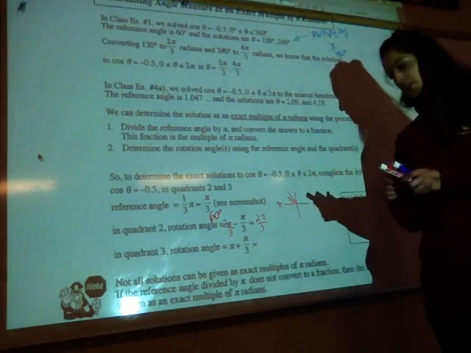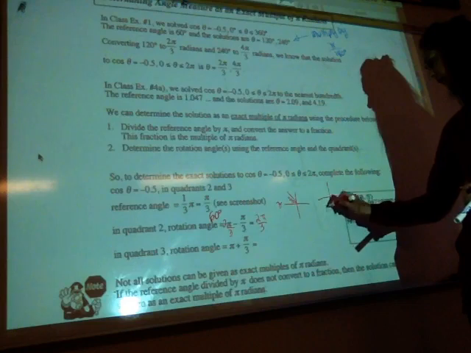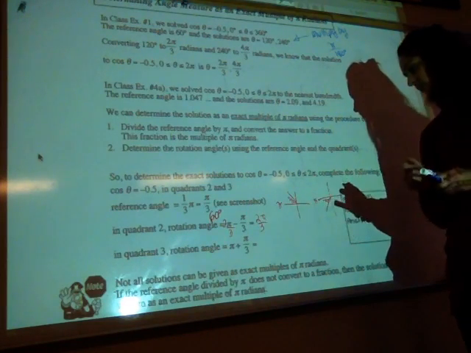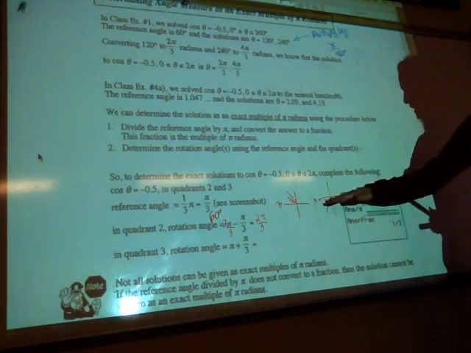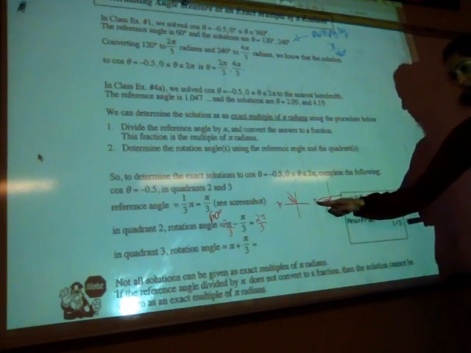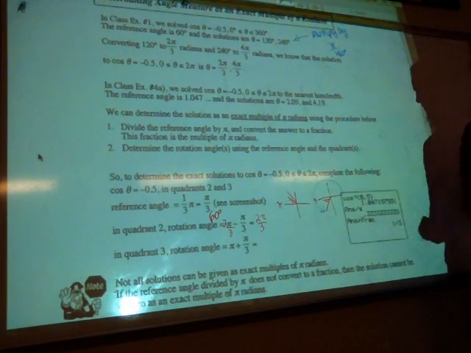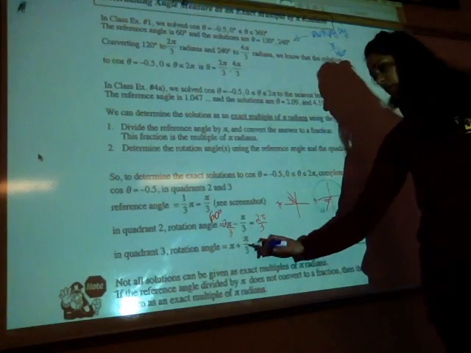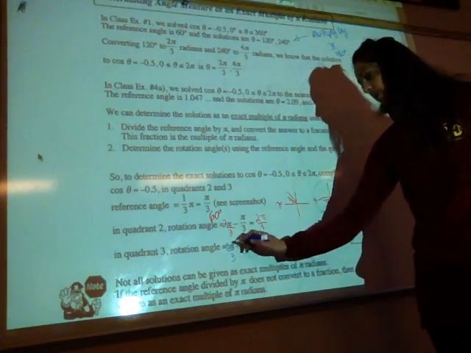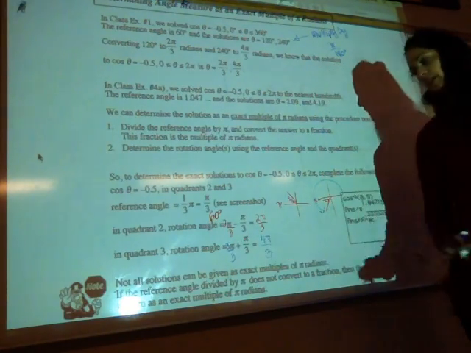Okay, now if we need to solve for the solution in quadrant 3, my reference angle is pi over 3. This marker on the x-axis is 180 degrees, or pi. So our calculation would be pi plus the reference angle to give us this rotation angle. So pi plus pi over 3, give yourself a common denominator, would be 3 pi plus pi is 4 pi over our common denominator 3.